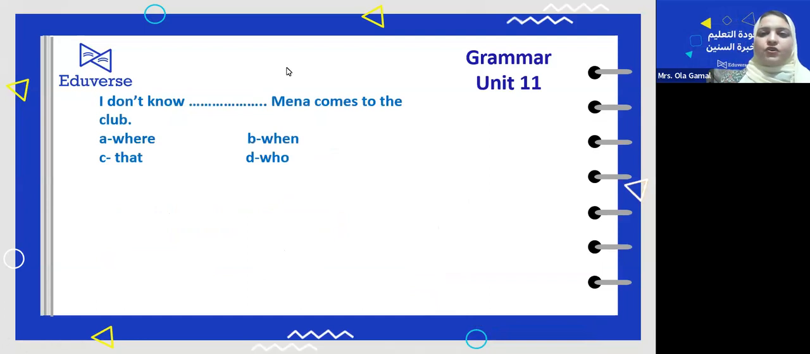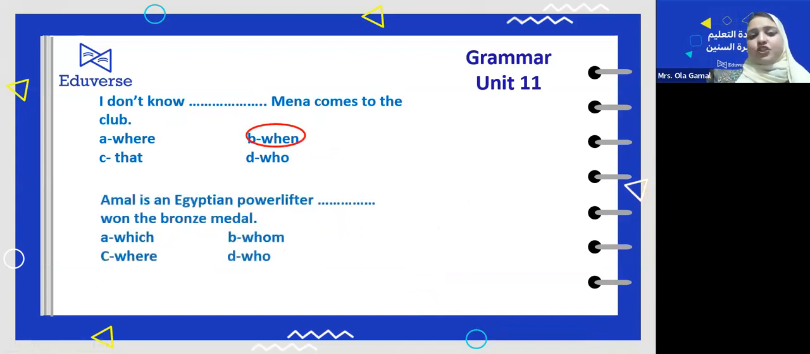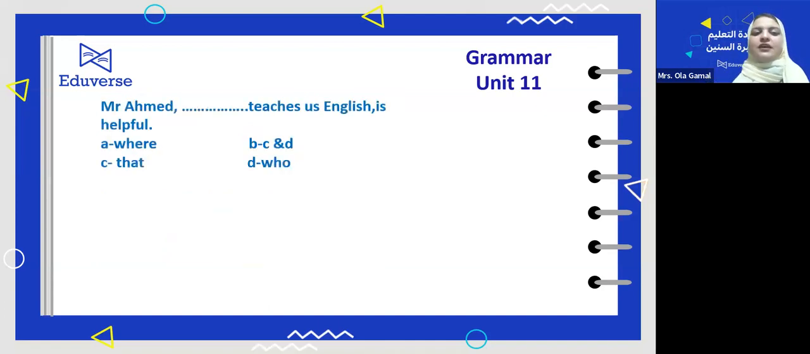Here we're gonna use where or when or that or who. Yes, excellent. Here we're gonna use when, speaking about the time. Ali is an Egyptian power lifter who won the bronze medal. Here we're gonna use who. Yes, excellent. Use who with people.